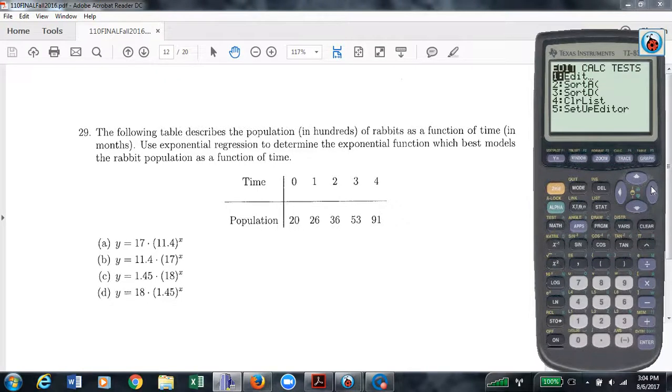Then stat, go to calc. Now we had linear regression and we had quadratic regression. Those are ones we studied. There's also cubic regression, quartic regression. Keep going down. Keep going. There we go. Exponential regression. Use exponential regression with list 1 and list 2.